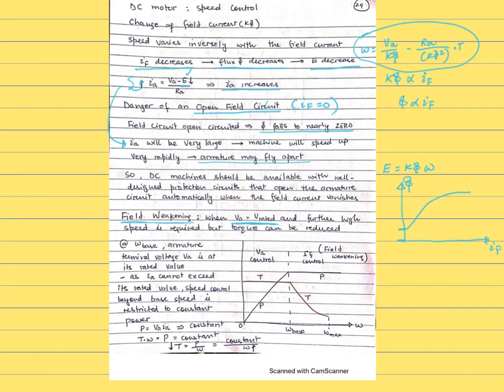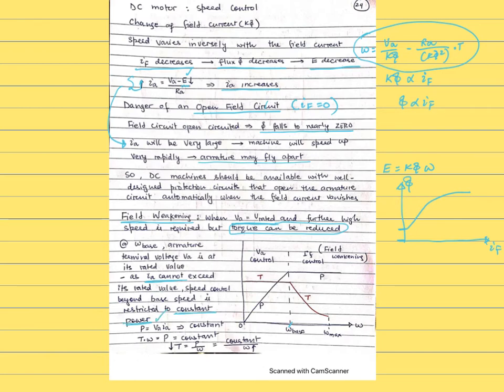When VA reaches V rated, a further increase in the speed can still be done. How? Further increase in the speed is required, but the torque can be reduced. That's the situation under field weakening. So torque is not required to be increased at the same time. Here is the base speed. What happens with the field weakening? The armature terminal voltage is at its rated value. As the current IA cannot exceed its rated value now, the speed control beyond the base speed is restricted to constant power.